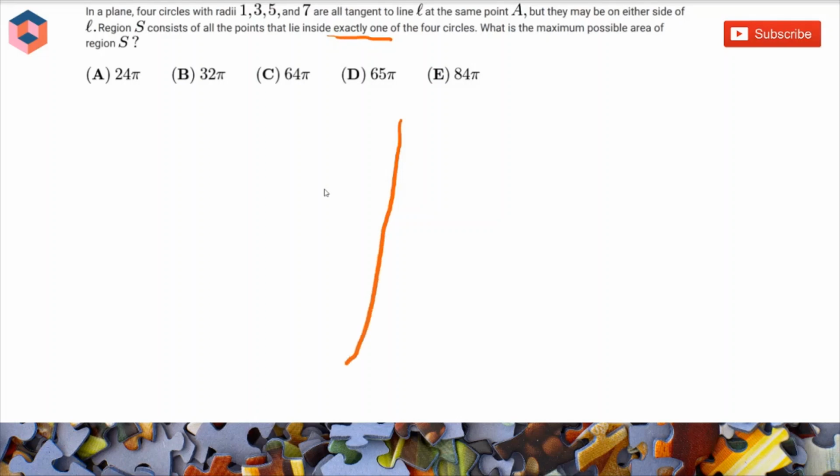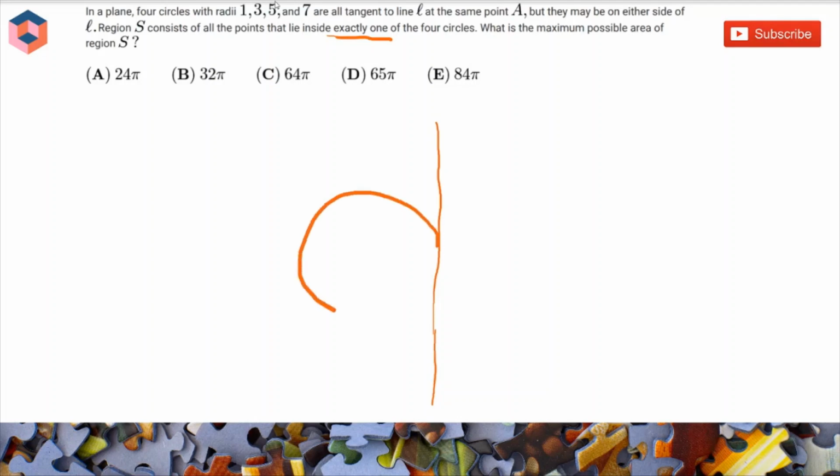Let me draw a line. So we have this line right here. Now we could have a few different cases, but one thing that you probably see is that we want to separate the 7 units and the 5 units on 2 separate sides to actually maximize the area. So now let's say we have a circle here.